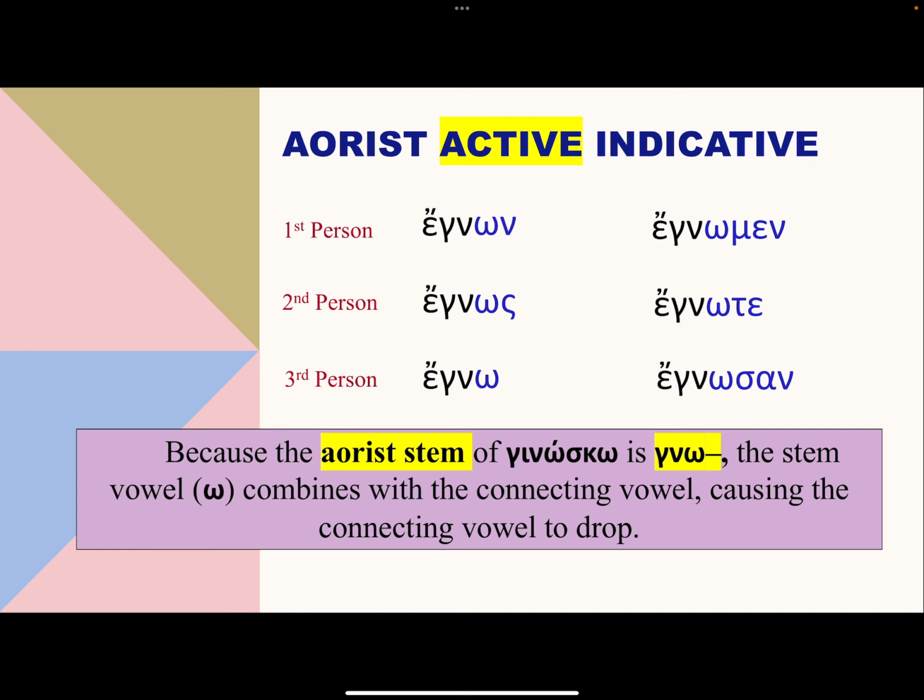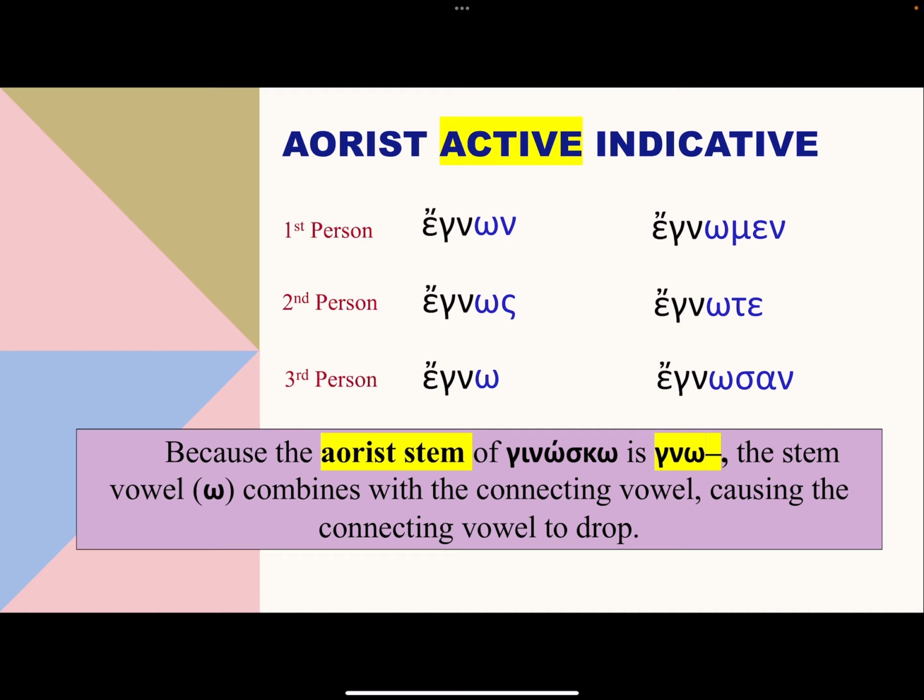Now, there are some words that not only have an irregular stem when they move into the aorist, but they also slightly change the ending as well. So an example would be, and this is one that's just worth knowing and memorizing, the word gnosko, meaning I know. When it moves into the aorist, it takes a different stem. It takes a reduced or shortened version of its stem. Essentially the vowels drop out, so we just end up with a gamma, nu, and an omega.